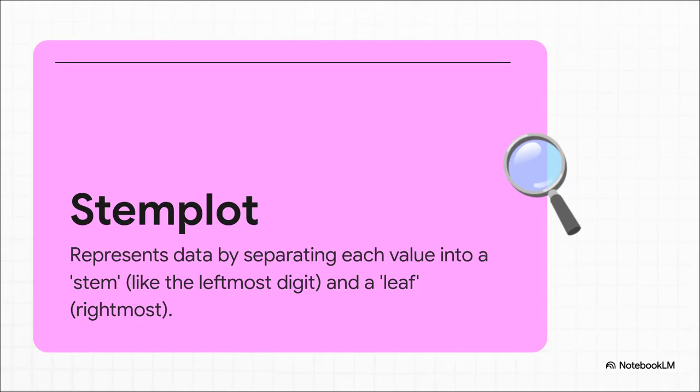Next up is the stem plot, another really clever tool that shows the data's shape while keeping every single original value. It works by splitting each number into two parts. You've got the stem, think of it as the tens digit, and the leaf, which is the ones digit.